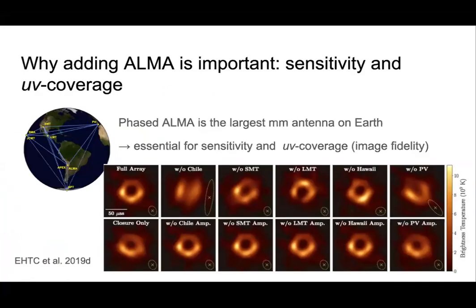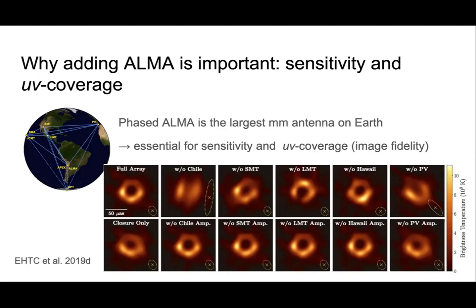So ALMA joined the millimeter VLBI networks only recently, and I believe in 2017 were the first data to be taken, including phased ALMA. Why was that so important? Because when ALMA observes in millimeter VLBI, it observes as a phased array using 37 12-meter dishes to work together as if a 73-meter diameter single dish antenna. So that makes it the largest millimeter antenna on Earth and the most sensitive one. That's why the inclusion of ALMA was crucial.